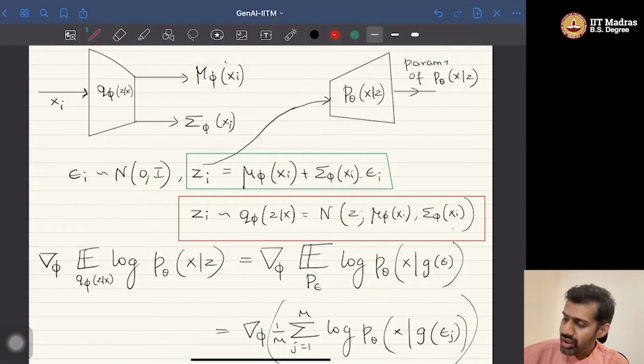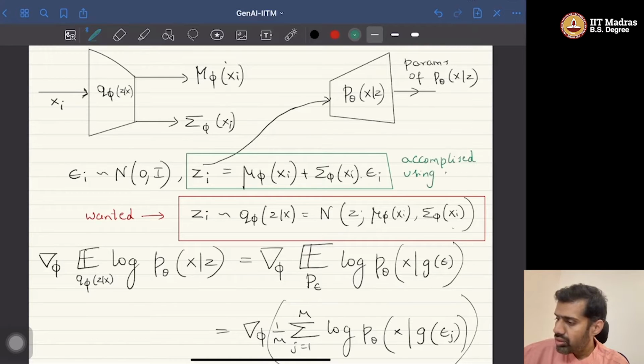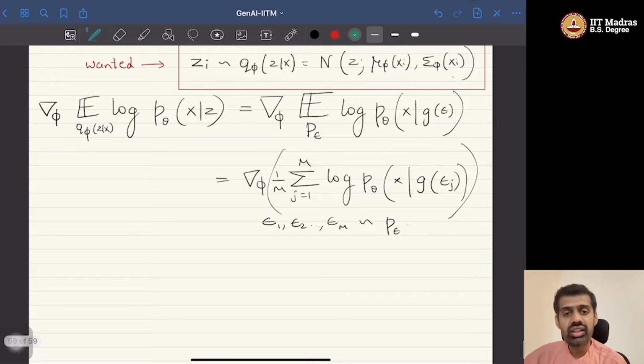Let me write it. So this was wanted, right? And this was accomplished using reparameterization. That's all. The entire process of reparameterization is to accomplish this particular sampling that we wanted by using another auxiliary random variable which is independent of the network parameters. That is the idea here. So now this gradient can be computed and we can, as usual, backpropagate.